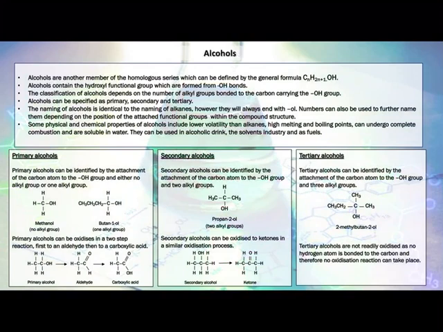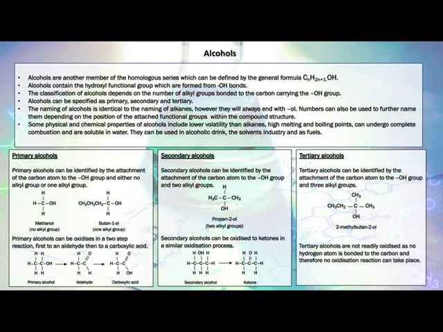So you can see from here, primary alcohols can be identified by the attachment of the carbon atom to the OH group, and either no alcohol group or only one alcohol group will be attached to it. They can oxidise in two steps, and the first is they can oxidise to an aldehyde, which then gets oxidised to a carboxylic acid.